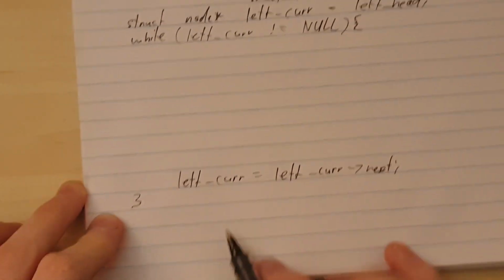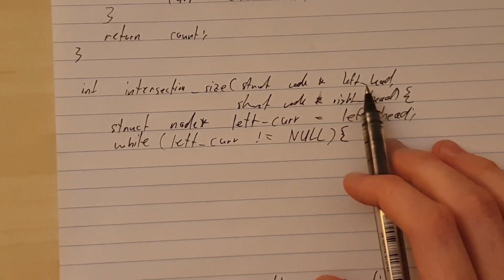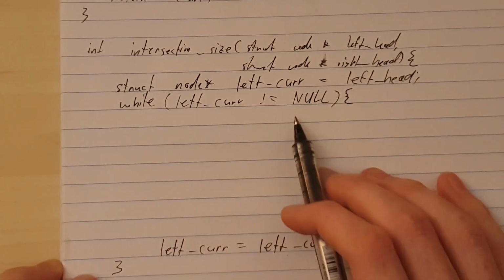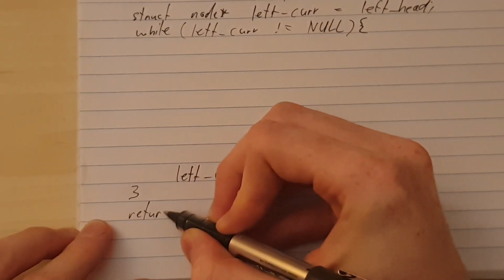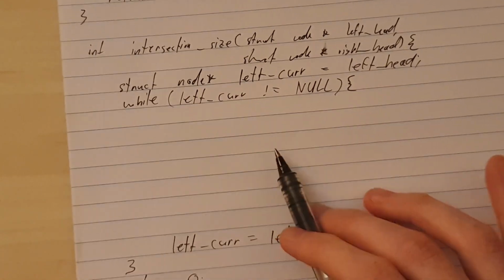And at the end is an edge case. Imagine we're given null as a list here. Left current will be null straight away. So then we'll exit straight away. So as my edge case, when one of the lists is empty, I want to return 0 straight away. Or if we get through the whole list and we never find any matches.